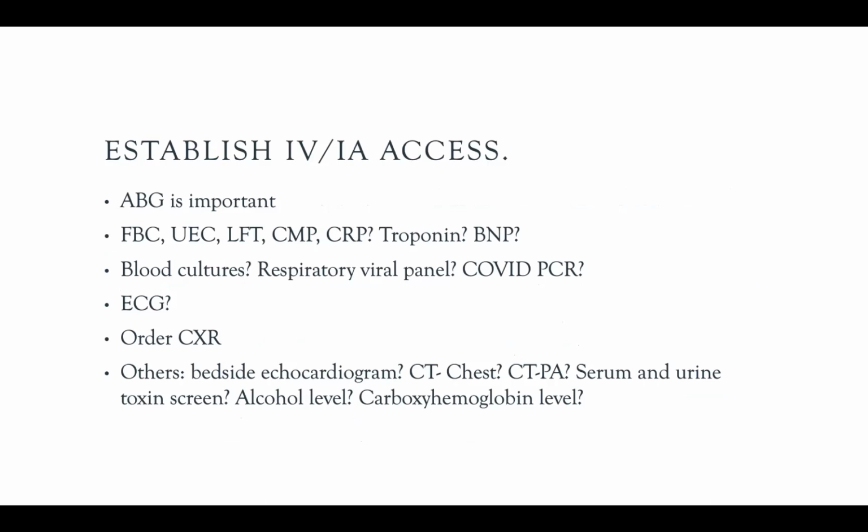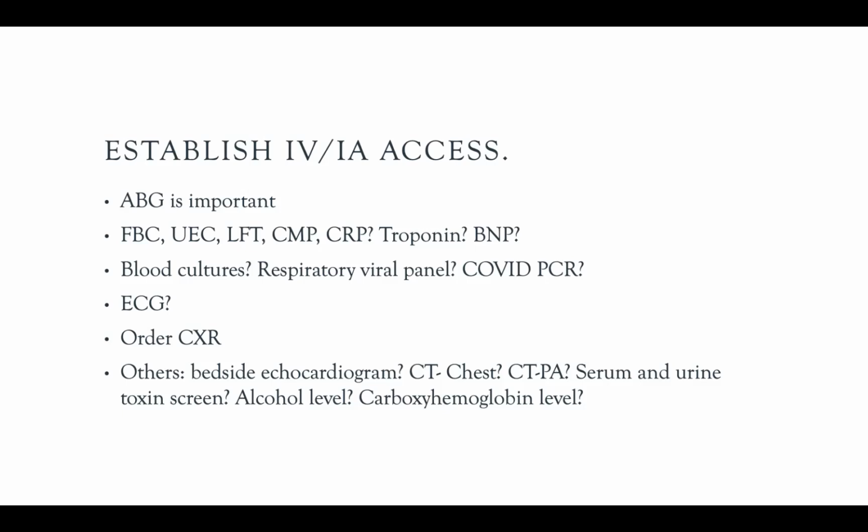In terms of C, we think about our IV access, making sure that they're hemodynamically stable. Things we'll order in respiratory failure: ABGs, probably one of our big important ones. We want a full range of common bloods: full blood count, UECs, LFTs, CMP. Depending on the scenario and our clinical judgment, we can order CRP, troponins, and BMP.